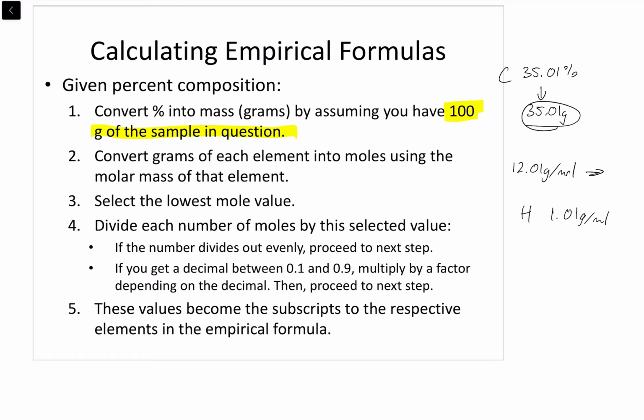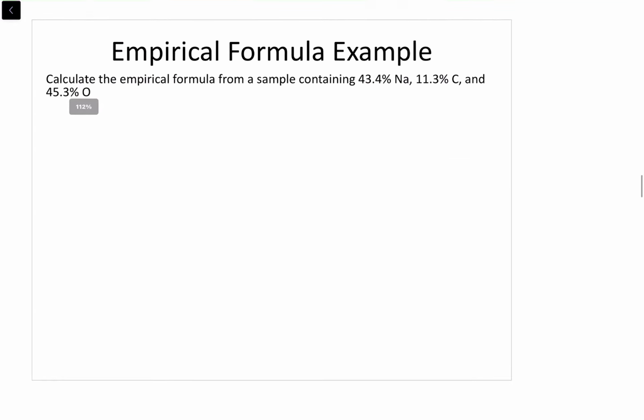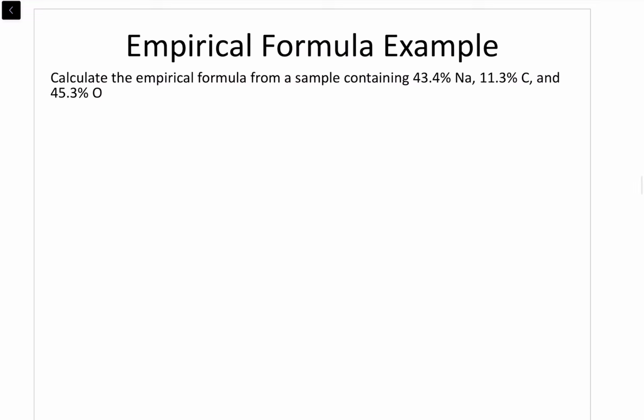So let's get started. Let's do an example here. In this question, it says calculate the empirical formula from a sample containing 43.4% sodium, 11.3% of carbon, and 45.3% of oxygen. Now, one thing to note, remember that percent composition should equal 100%.